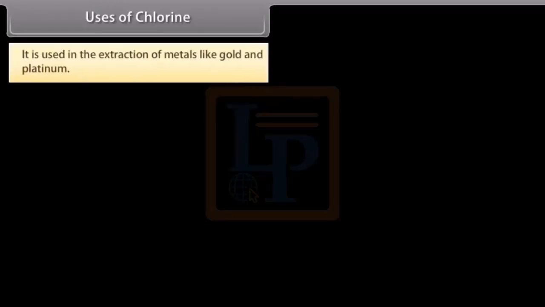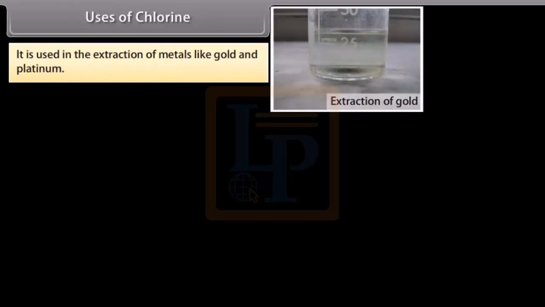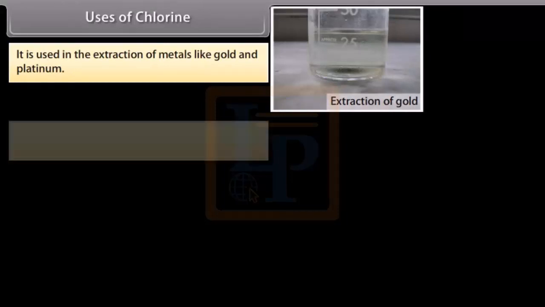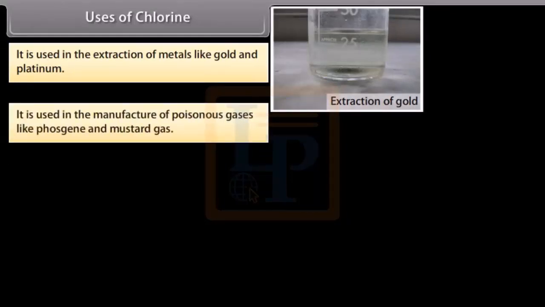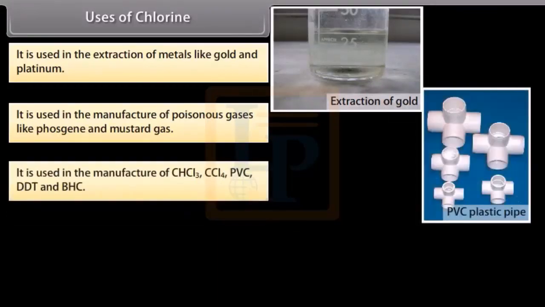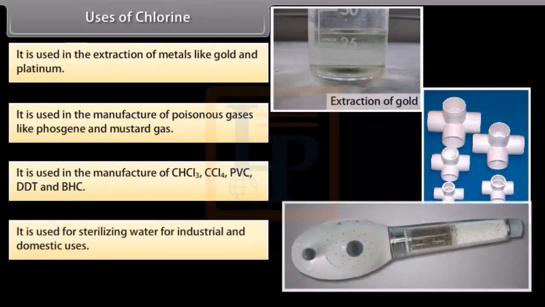Uses of chlorine. The important uses of chlorine are following. It is used in the extraction of metals like gold and platinum. It is used in the manufacture of poisonous gases like phosgene and mustard gas. It is used in the manufacture of CHCl3, CCl4, PVC, DDT and BHC. It is used for sterilizing water for industrial and domestic uses.